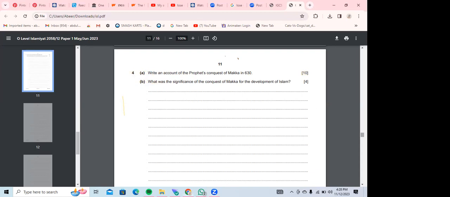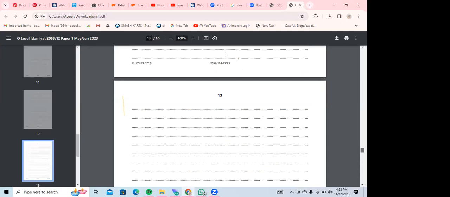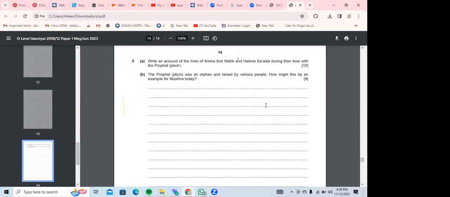So moving forward, the last question of paper one is question number 5. Write an account of the lives of Amina bint Wahab and Halima Sadia during the time of the Holy Prophet. Okay, so this question had shocked everyone in the recent exam of May June 2023. It had almost shocked every student that there were much details about Amina bint Wahab and Halima Sadia.